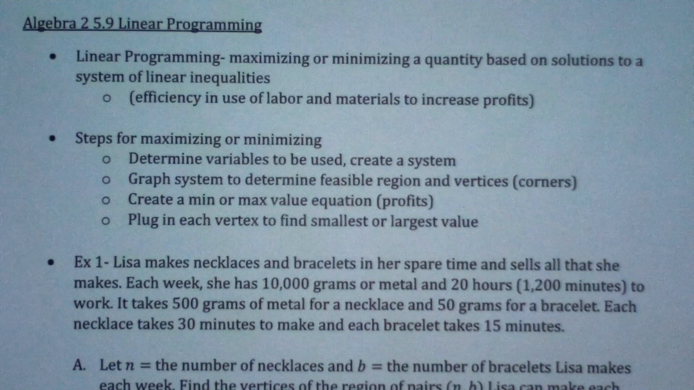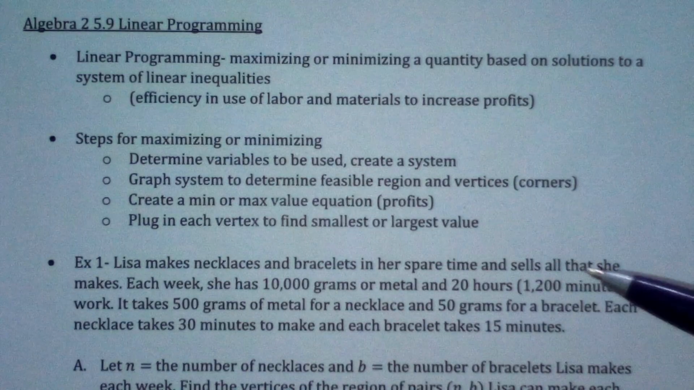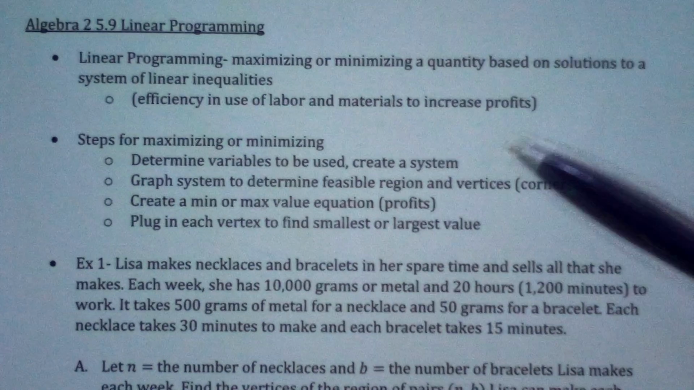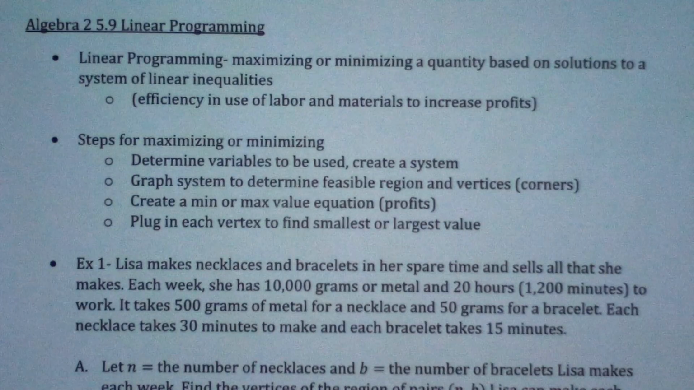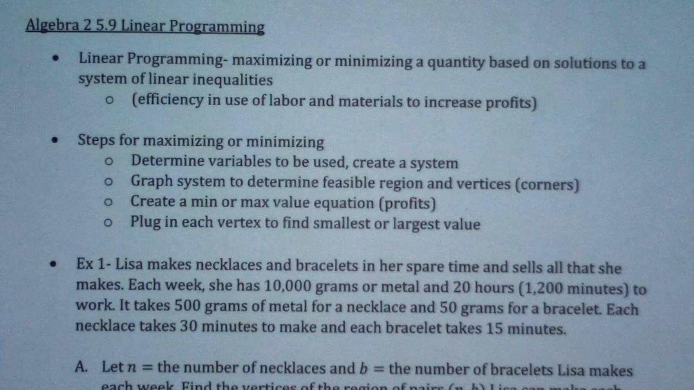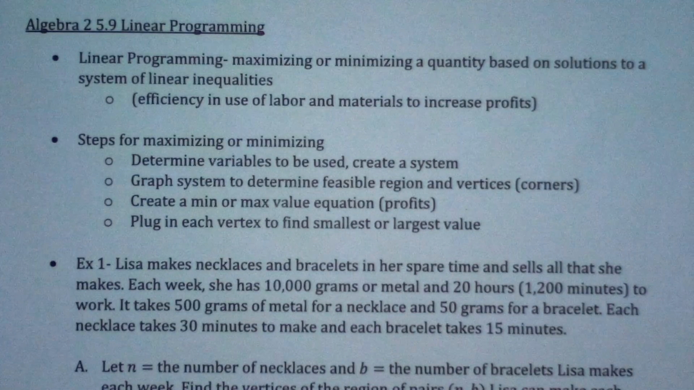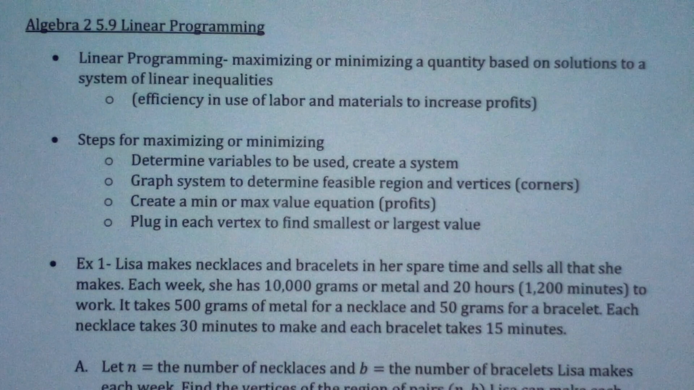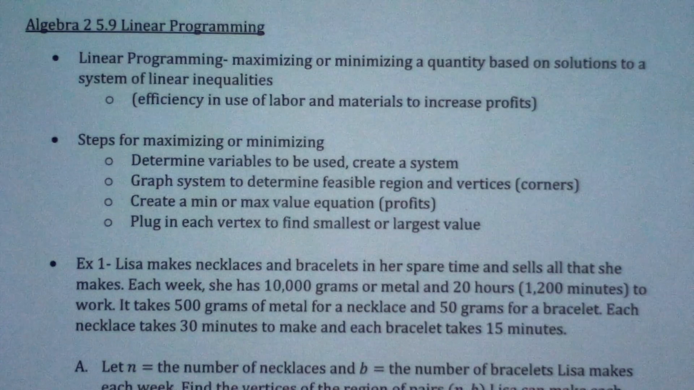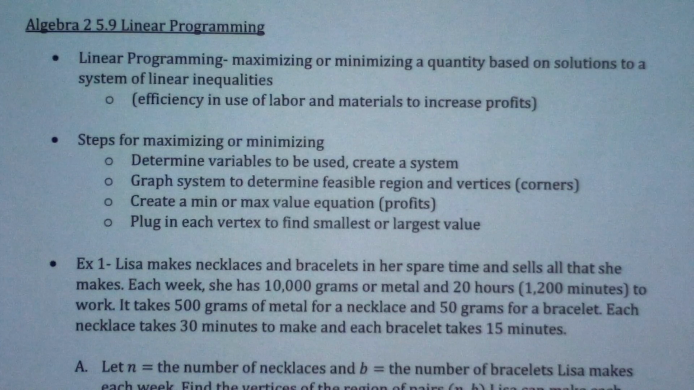So we're coming up with our system first, just like yesterday, coming up with those inequalities. Then we'll graph it and figure out our feasible region, which again is just our double shaded area. And then today we're going to focus more on the vertices, the corners of that feasible region. We'll use that to figure out either maximum or minimum values based on an equation that usually deals with profits, but you can do it for other stuff too.